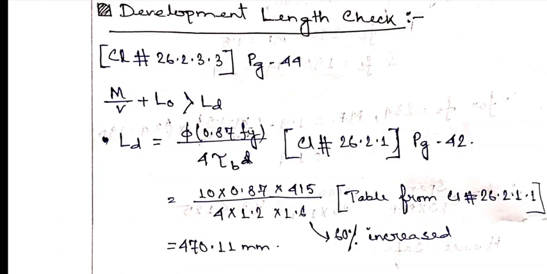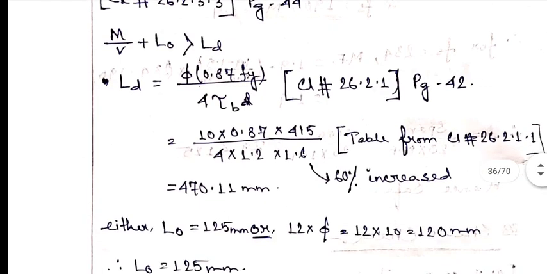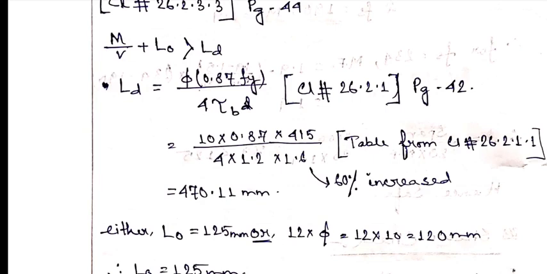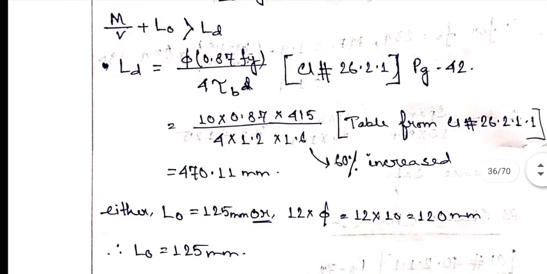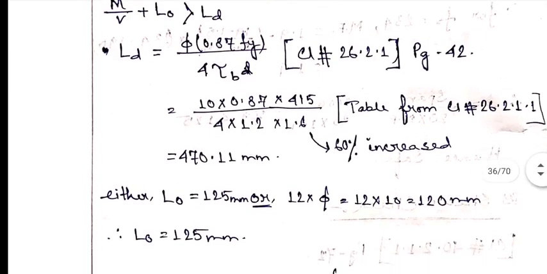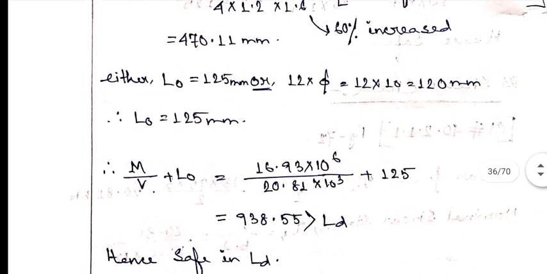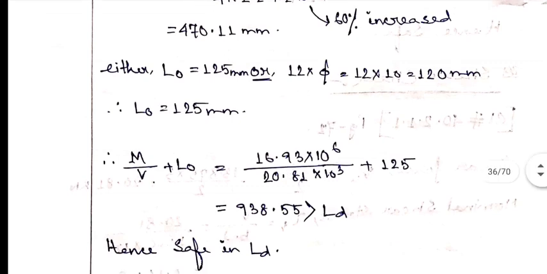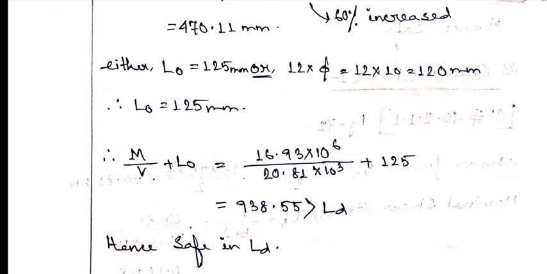So the value will be 470.11 mm, and L0 is either 125 mm or 12 into diameter, so that is 120 mm. So L0 is 125 mm. So M1 by V plus L0 equals 16.93 into 10 to the power 6 by 20.81 into 10 cube, plus 125, that equals 938.55, which is greater than LD. That means this is safe in development length.